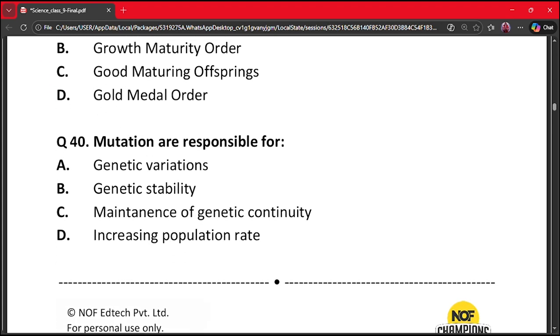Let's move on to our last question, that is question 40. Mutations are responsible for A. genetic variations, B. genetic stability, C. maintenance of genetic continuity, and D. increasing population rate. The correct answer is genetic variations, because mutations create genetic variations, hence option A is the correct option. So students, that completes sample paper 1.